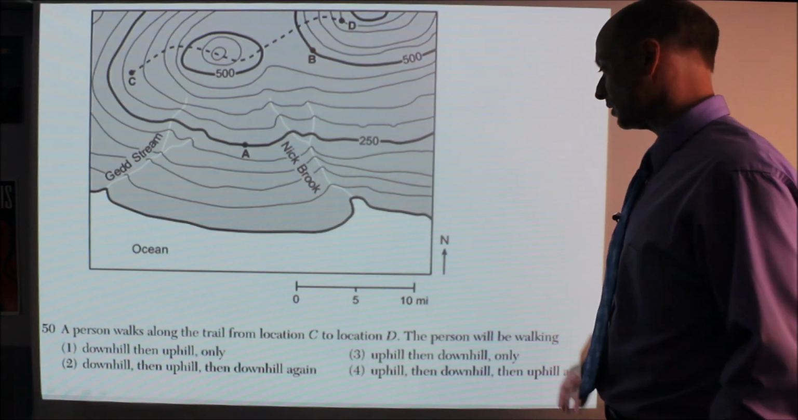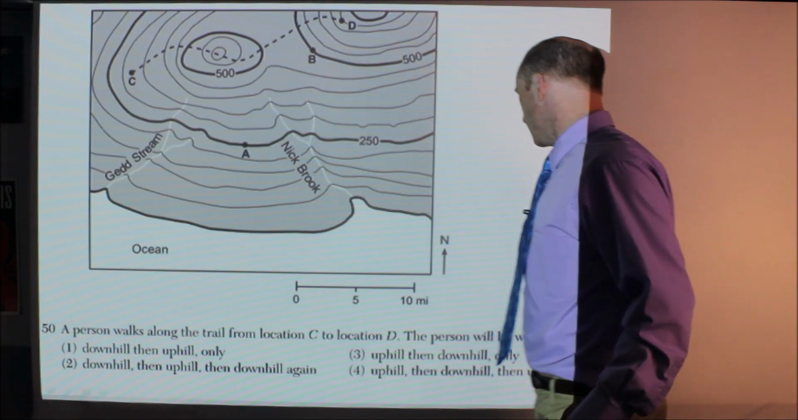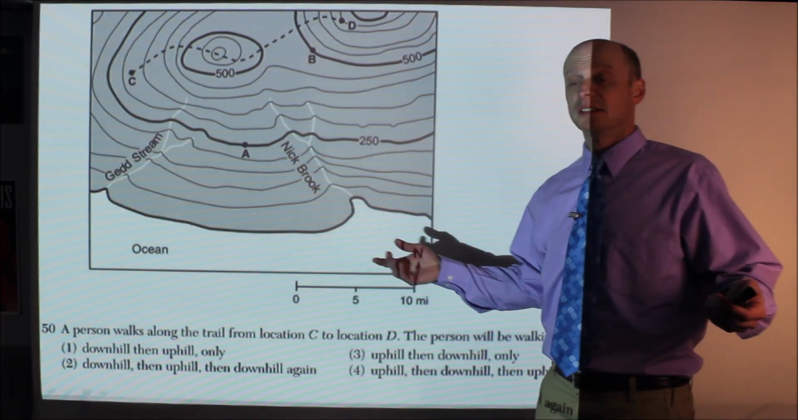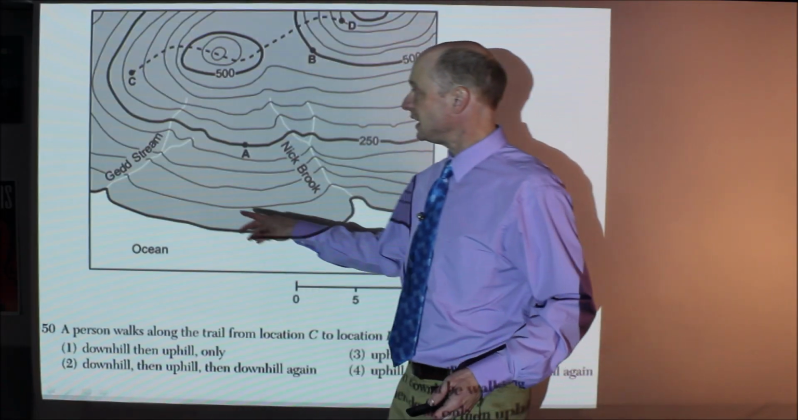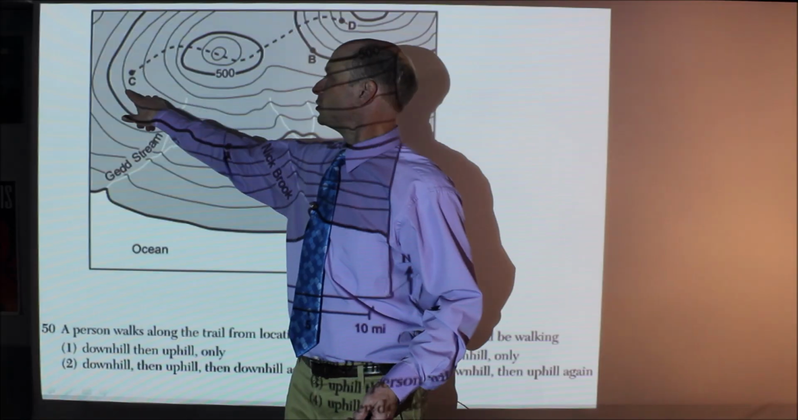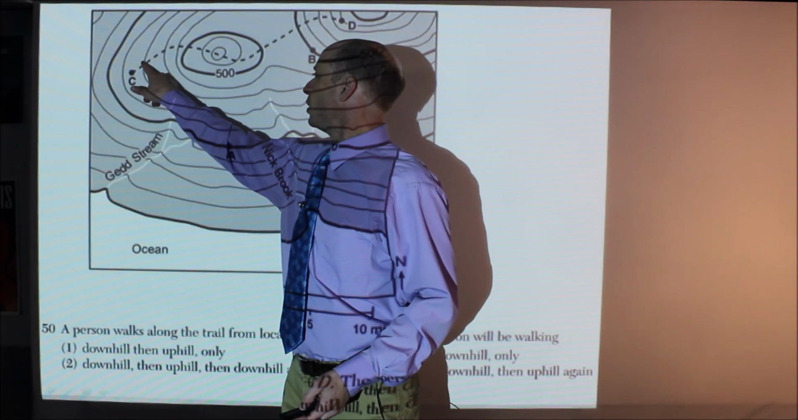50. A person walks along the trail from C to D. The person will be walking how? Uphill, downhill, downhill and uphill, or uphill, downhill and uphill. Let's look at this carefully. C, you start here, and that's 250, that's 300. So you're somewhere between 300 and 350 feet elevation. As you go here, you hit 500.